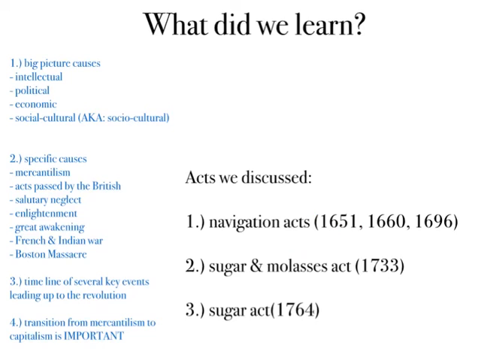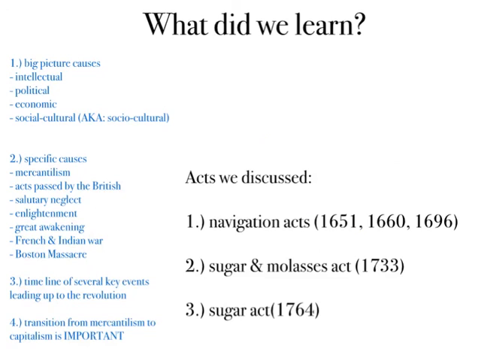So what did we learn? We learned that there are four big picture causes to the American Revolution. We learned that there are intellectual causes, political causes, economic causes, and social and cultural causes. Remember, that's also known as sociocultural. We learned that there were several specific causes to the American Revolution: mercantilism, acts passed by the British, salutary neglect, the Enlightenment, the Great Awakening, the French and Indian War, and the Boston Massacre. We went through a timeline of several key events leading up to the Revolution, and we learned it's essential to understand the transition from mercantilism to capitalism. We learned that we need to focus on that.